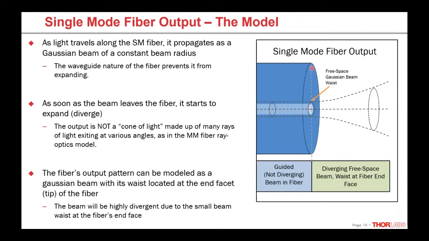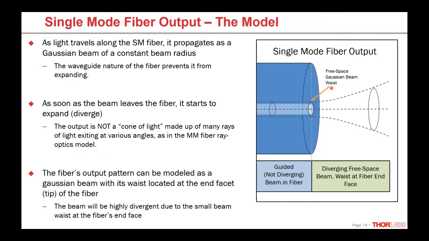However, as soon as we get to this end facet, where we're going to transition from fiber to free space, now we have basically a free space Gaussian beam. So this beam starts to expand right as we leave the fiber. It's important to say we do not have rays of light bouncing in the core that are now free to go off at whatever angle. It is one beam on axis with the fiber, and the diameter of the beam is just getting larger.